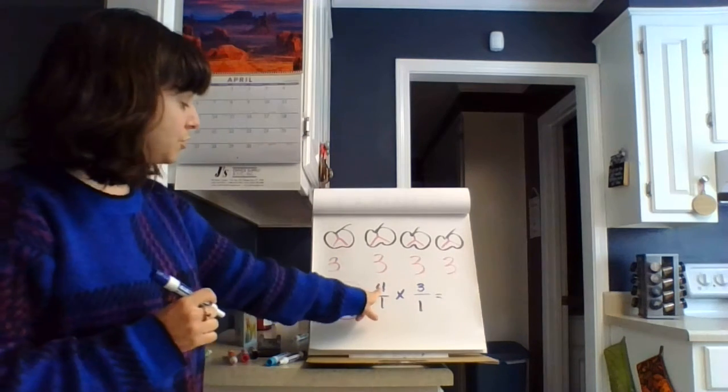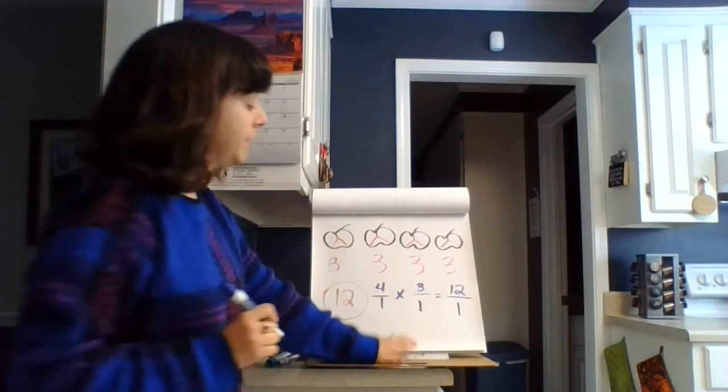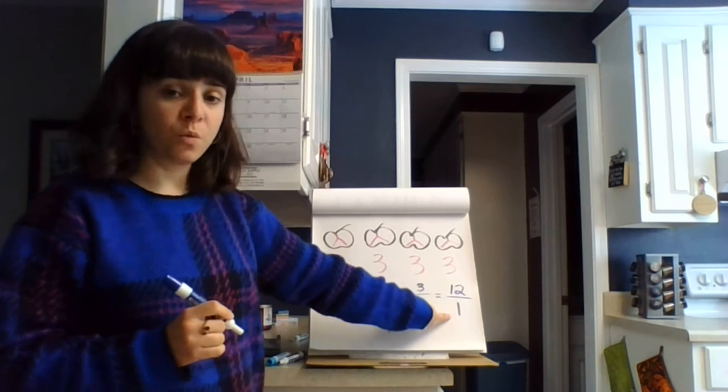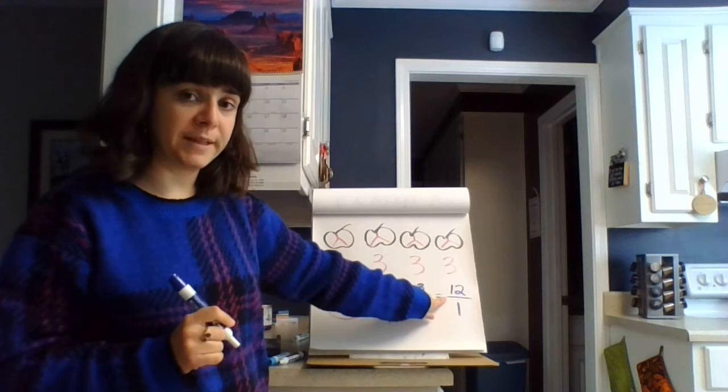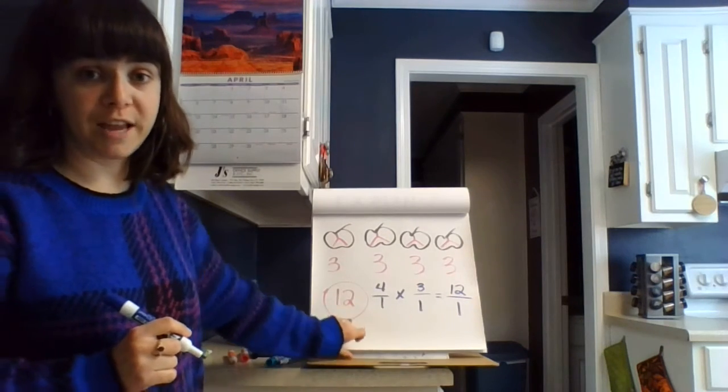And then I multiply straight across. 4 times 3 is 12. 1 times 1 is 1. and 12 divided by 1. Remember that the fraction bar means to divide. 12 divided by 1 leads us back to 12. So the answer is 12.